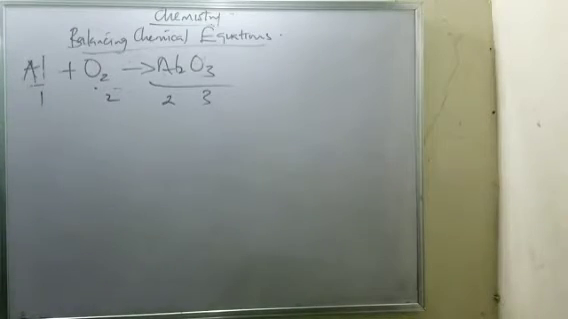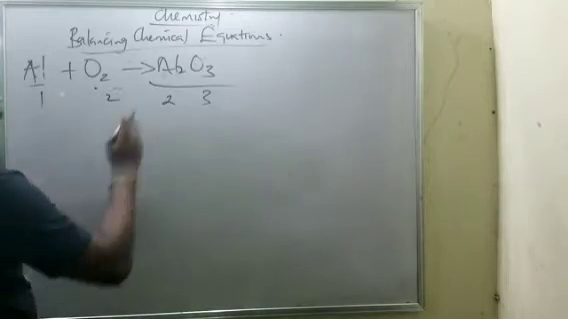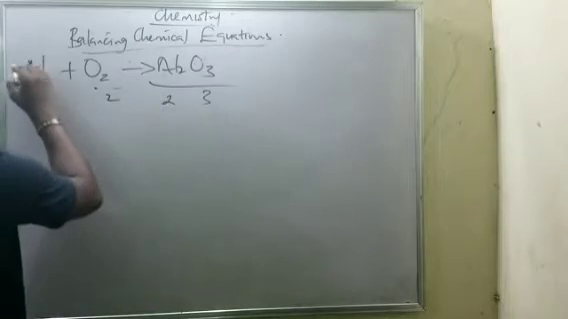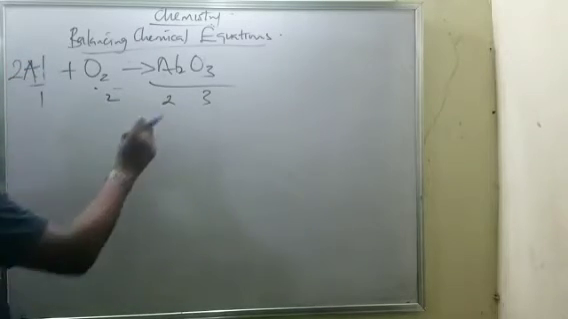Do you get it? So how do we do that? Now let's start with aluminium. It is advisable that you start with the elements that you can see first. I can see aluminium first, and aluminium here is not balanced. So what do I do? I can just place 2 here because I have 2.